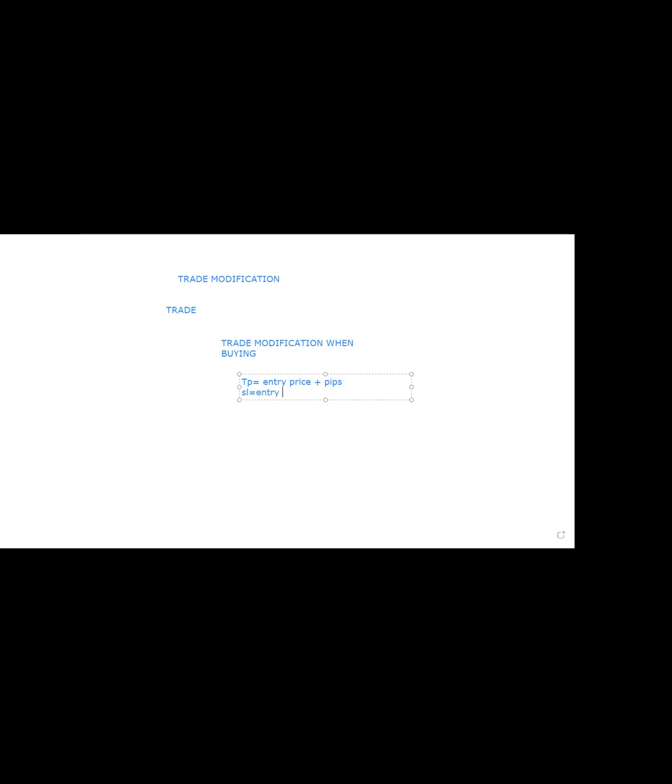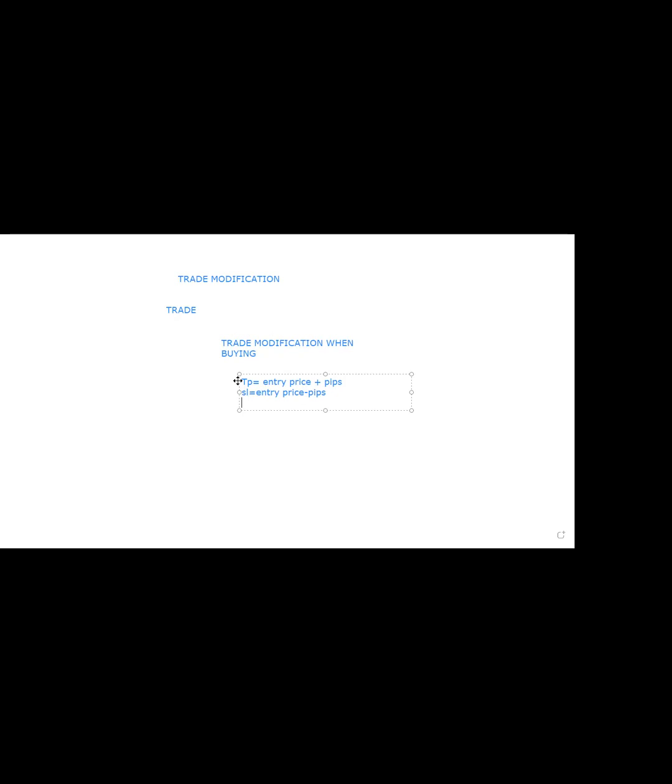entry price minus pips. Entry price minus pips. First of all, I've written it. Yes, ma'am. Okay, so this is the assumption. Let me explain why we have that.